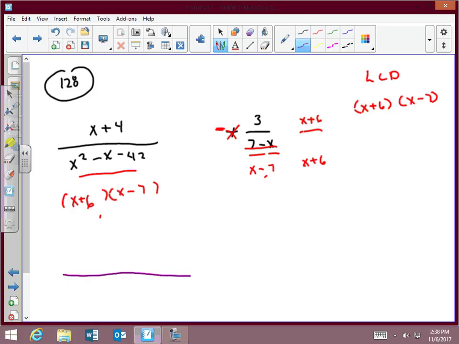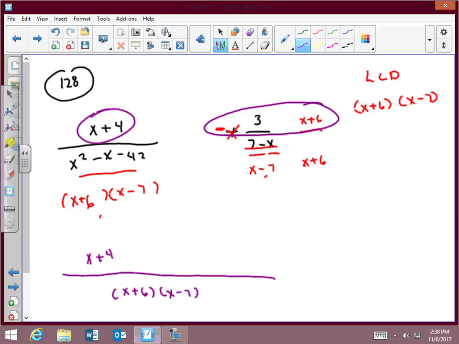So now both of them are common denominators. X plus 6, x minus 7. And then this thing comes down, x plus 4, and then this, right? Negative 3x. Now I'm going to put a negative and go 3 times x plus 6, because I tend to lose signs if I try to do too much at once.